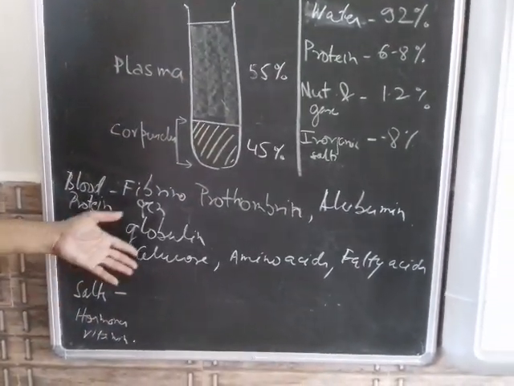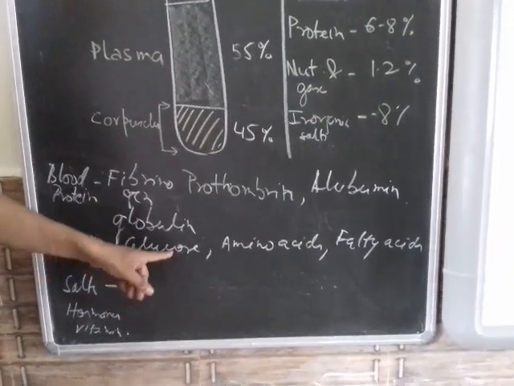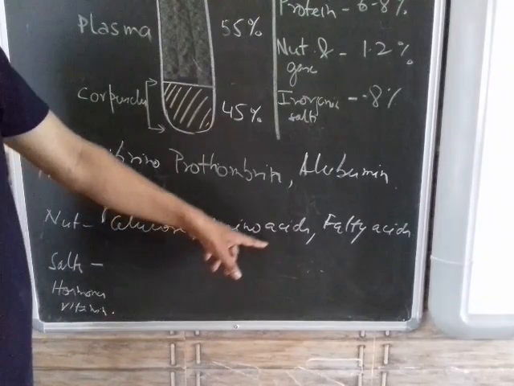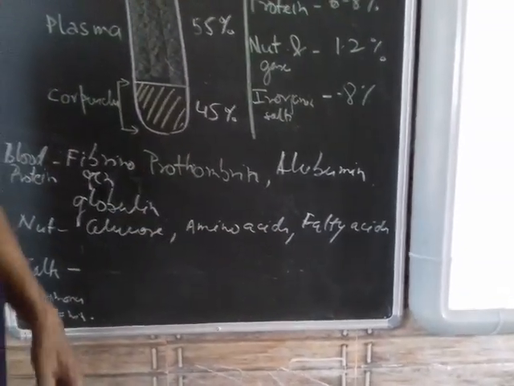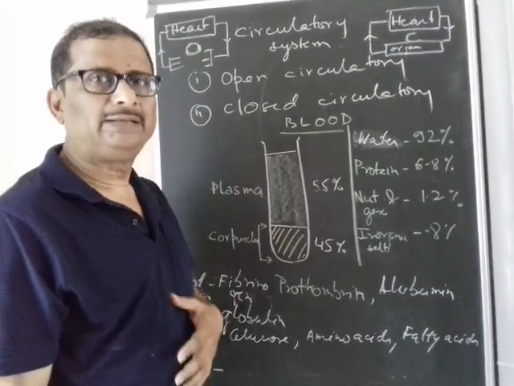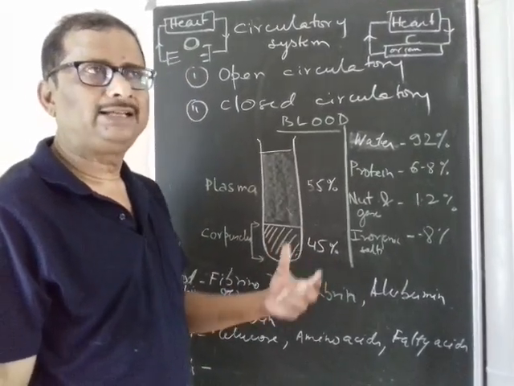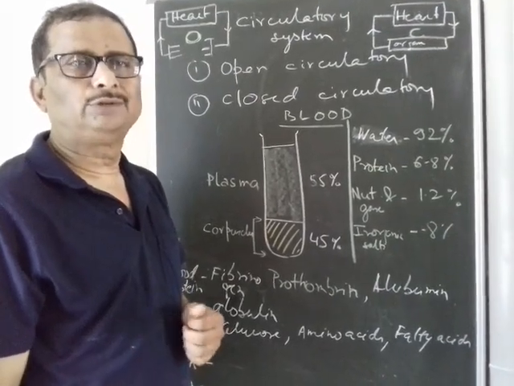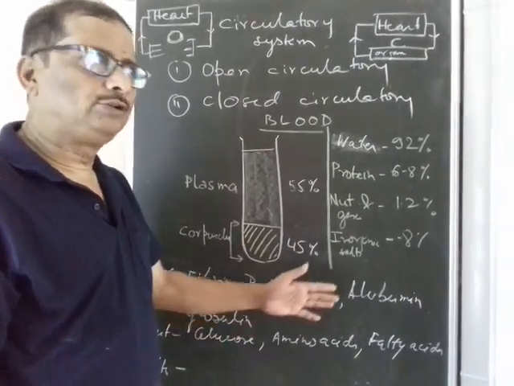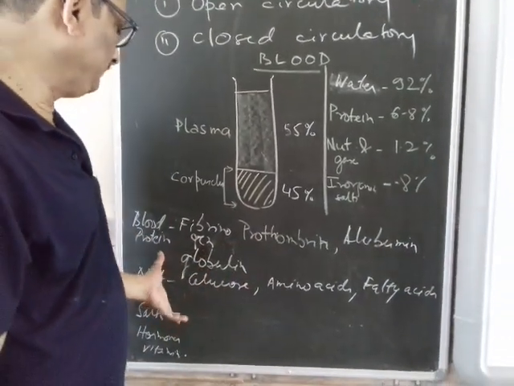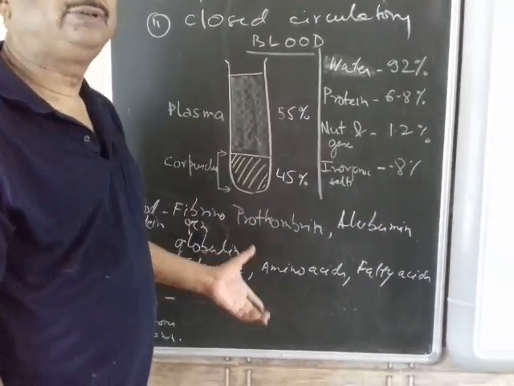Now what are the nutrients? Nutrients like glucose, amino acids and fatty acids. Some fatty acids of lower molecular weight flow through the blood, they can be absorbed through the blood, but not the higher fatty acids. Usually those are absorbed through the lacteals and flow through the lymphatic system. So lower fatty acids, amino acids and glucose are generally found as nutrients.